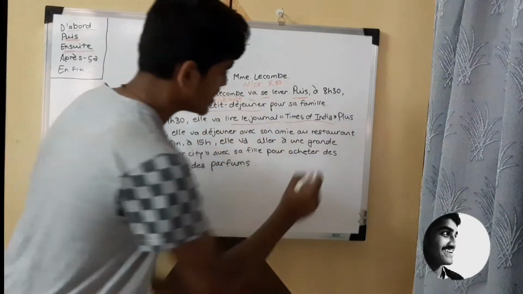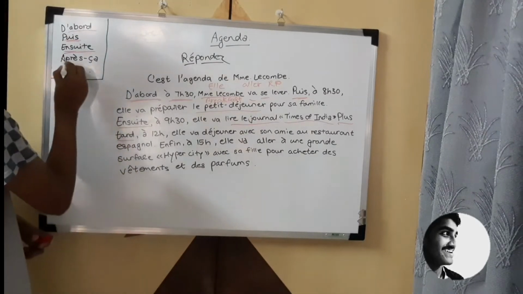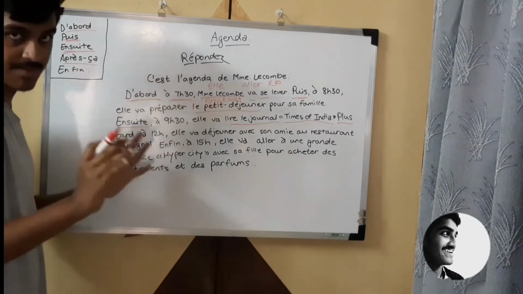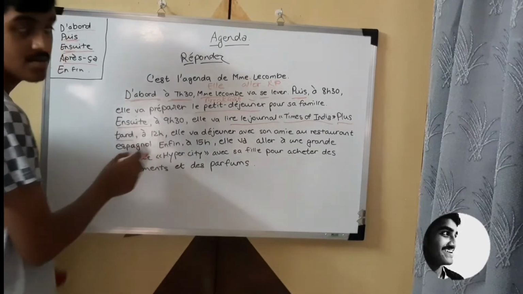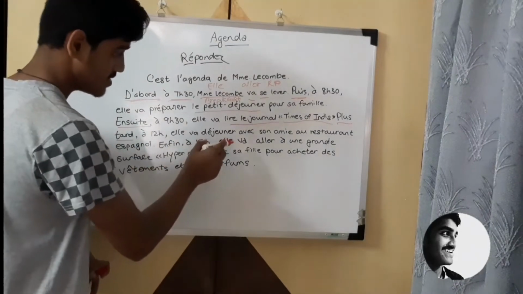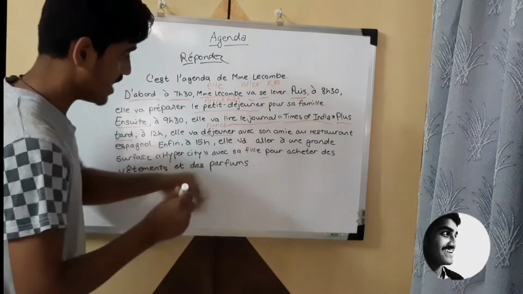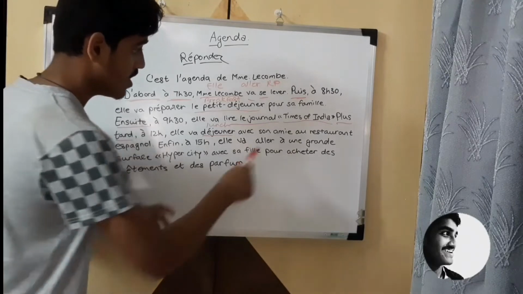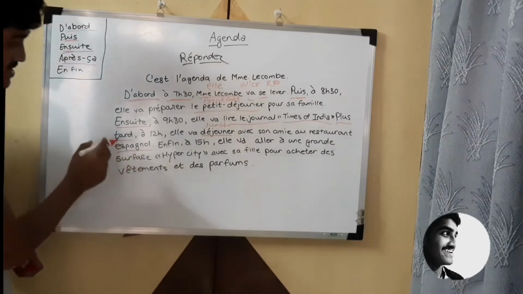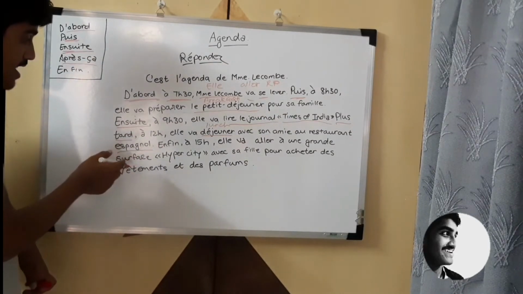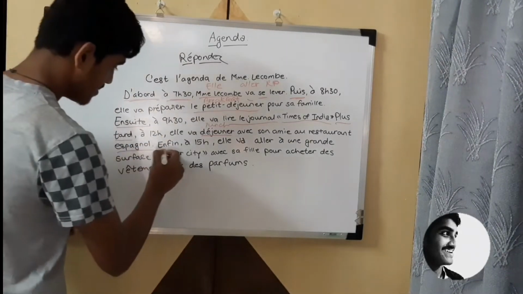Plus tard means also after that. Over here, après and plus tard are the same in meaning. At 12:00, elle va déjeuner. Déjeuner means lunch. Elle va déjeuner avec son ami, with her friend, au restaurant, in the restaurant. The restaurant name is Espagnol. You can write any name of a hotel or restaurant. Enfin, finally.